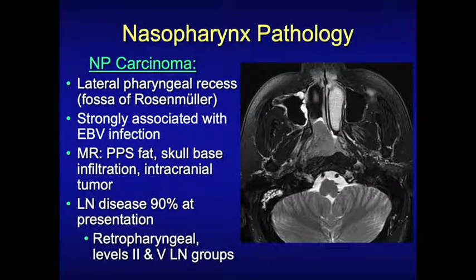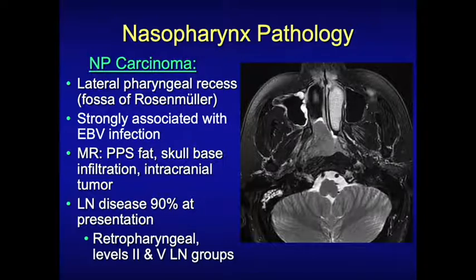We're going to switch gears and start talking about tumors of the nasopharynx. We're going to start with nasopharyngeal carcinoma, which is the most common tumor that we'll see of the nasopharynx. These classically arise in this lateral pharyngeal recess, as in this case. They are strongly associated with EBV infection.